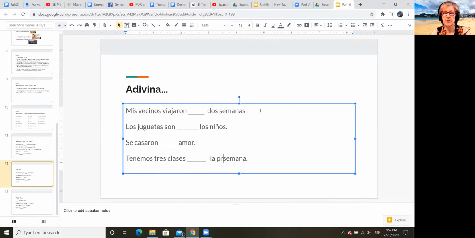momentito. No quiere cooperar. If I change this to la próxima semana, next week, tenemos 3 clases para la próxima semana, then maybe it would make sense to say para. We have 3 classes for next week, meaning they're going to wind up being that week, then maybe.